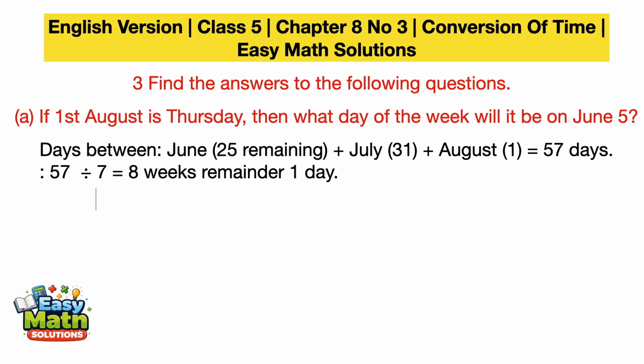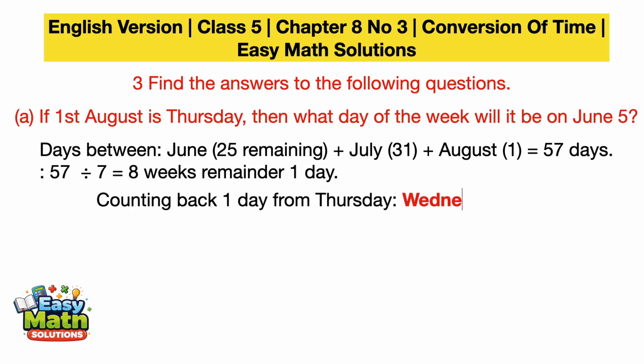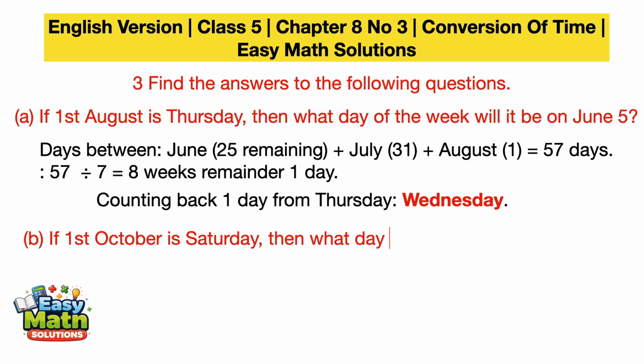Okay, continue back 1 day from Thursday in the first week. 1st August is Thursday, 1 day back from Thursday means Wednesday. And number 2, if 1st October is Saturday, then what will be the day of the week on 31 October?